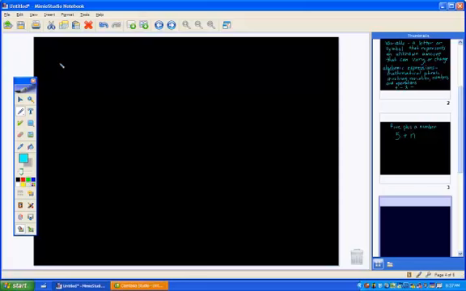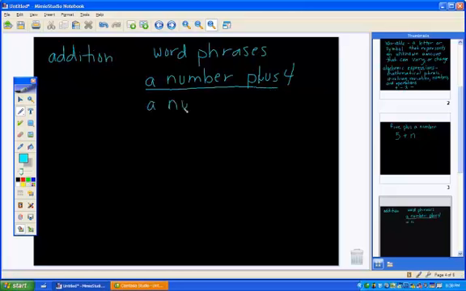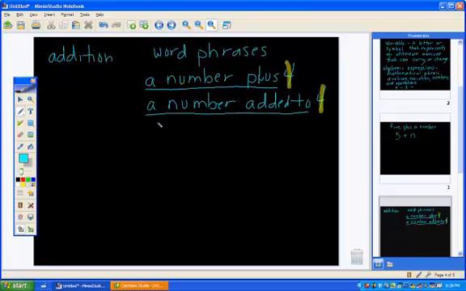Now, for the operation of addition, some things you might see in the word phrases. You might see a number plus 4. And just to remind you, this could be any number, okay? So a number plus 4, so this would be probably your key part, a number plus. That lets you know you're doing addition. Anytime you see a number added to, and I'm just putting another number, but this is your key phrase, a number added to. These numbers could be any numbers, okay? But for the sake of it, these are your key phrases. A number plus or a number added to will always tell you to do addition.